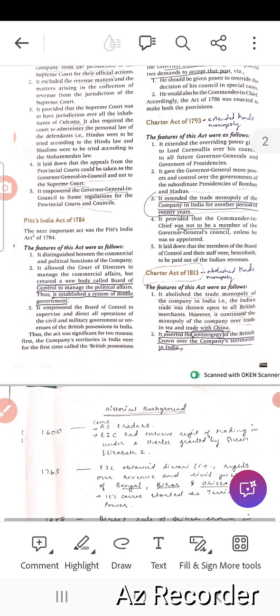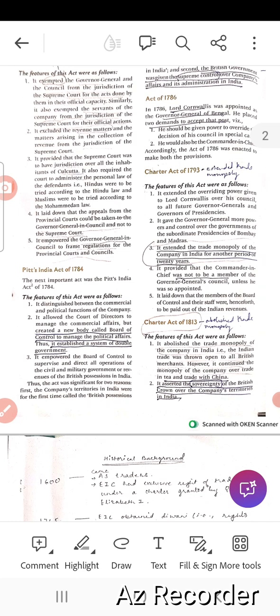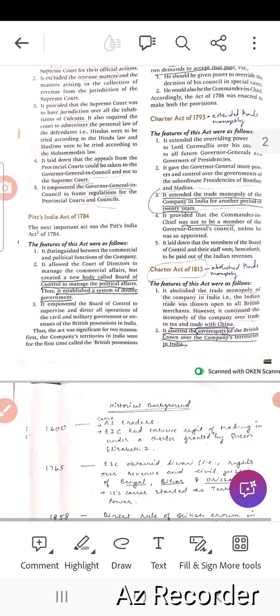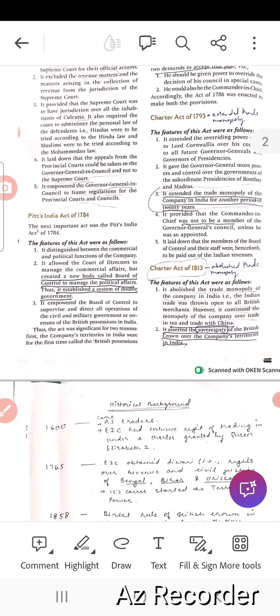Very important act because in UPSC, in state PCS, questions are directly asked from this section, from this act. This act is very important. So the first feature is, the first time the functions of the company were distinguished. What functions? The commercial functions and the political functions.